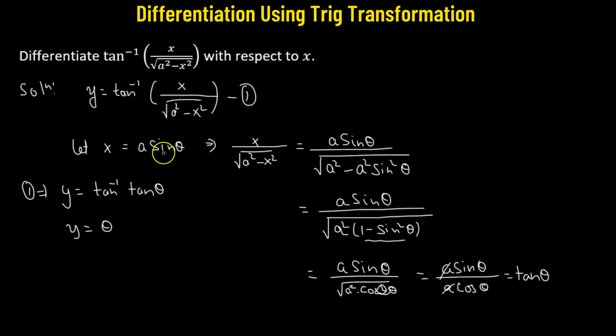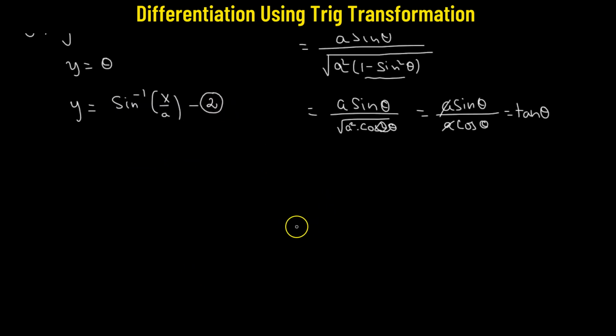Now we have taken x to be equals to a sine theta, which would mean that theta must be equals to sine inverse of x over a. So that means our y is now given in the simplified form as sine inverse of x over a. So let this be equation number 2. So we have simplified equation number 1 to equation number 2. Now our goal will be to take the derivative on both sides of 2 with respect to x.